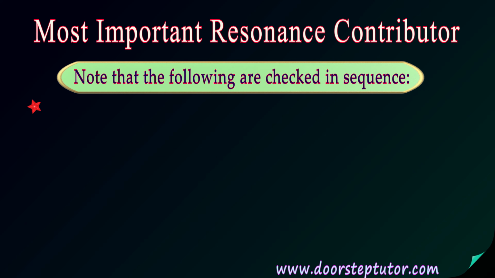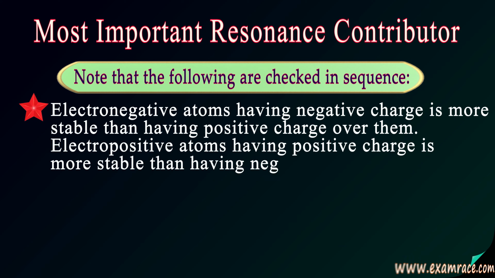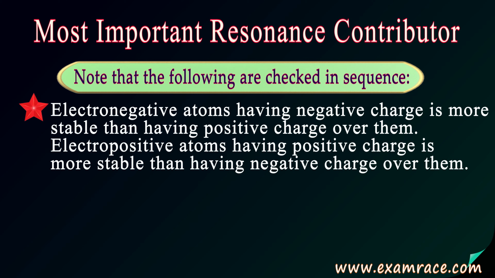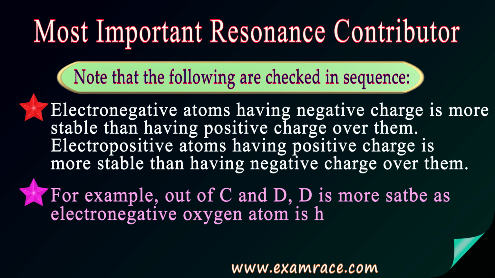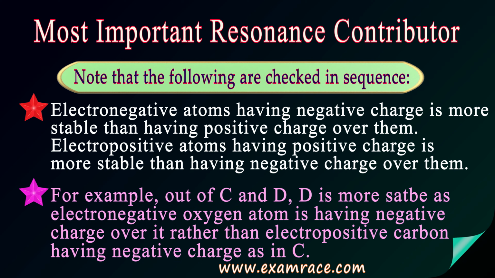Okay, now from this example we came to our third rule, which says that electronegative atoms having negative charge is more stable than having positive charge over them, and similarly, an electropositive atom having positive charge is more stable than having negative charge over it. Now, for example, out of C and D structure here, we have a ketone. So, D is more stable.